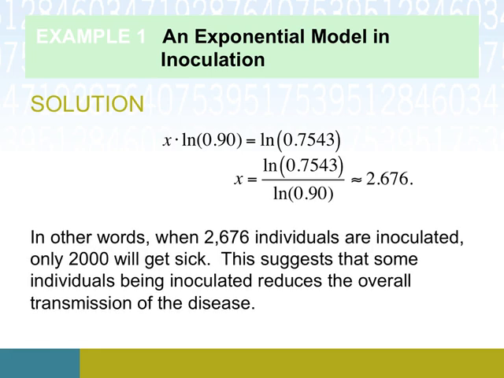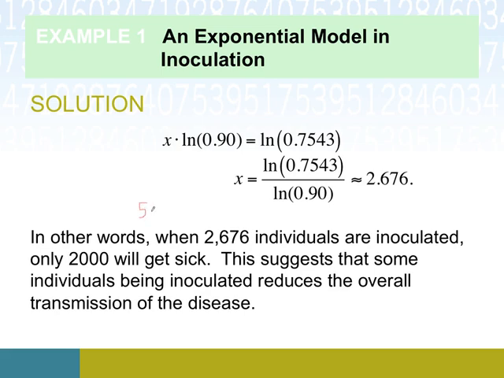So the claim is, remember, x is how many people get inoculated. So this is saying if we inoculate 2,676 people, then only 2,000 folks will get sick. This last sentence is kind of interesting with respect to this model. It suggests that if we inoculate 2,600 people, then there's going to be an additional 300 and some that don't get sick. So remember, there are 5,000 people total.